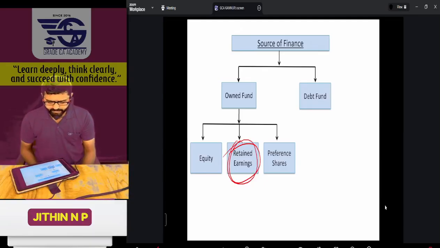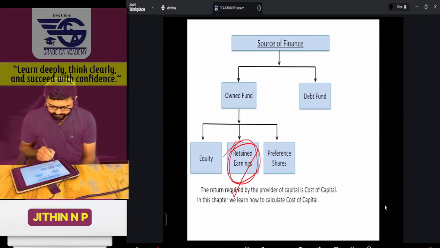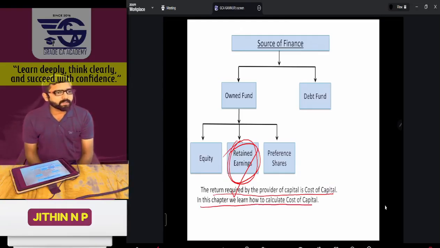On the fund side, we can classify it as equity, preference, and retained earnings. If we use retained earnings as another source of finance, then the cost of retained earnings also we need to find out. Clear? Debt fund, yes, another source. The return required by the provider of capital is called cost of capital. In this chapter, we learn how to calculate cost of capital. Clear? Okay.